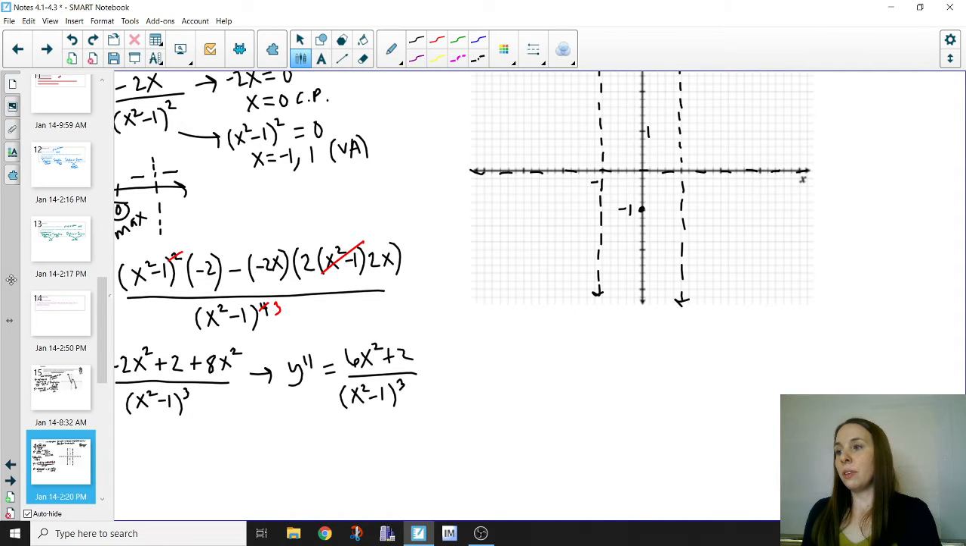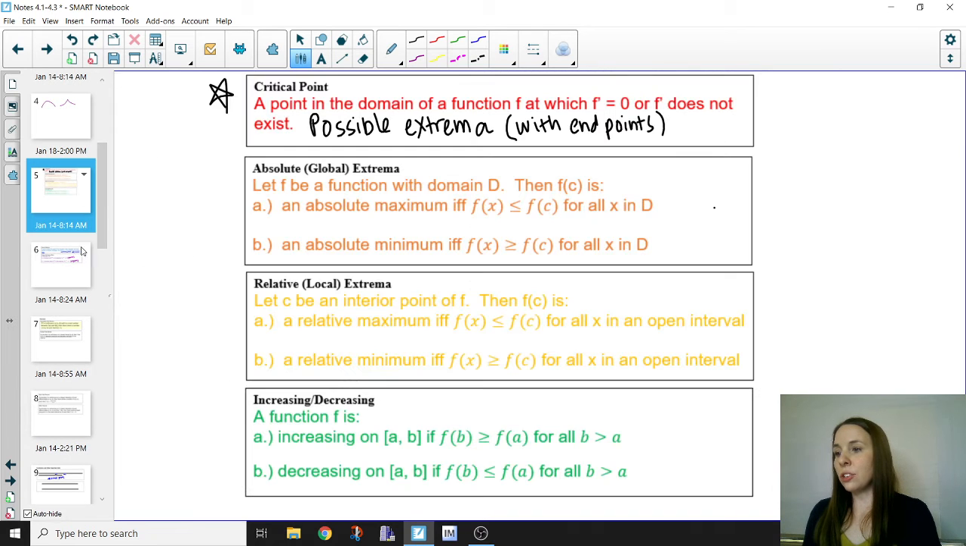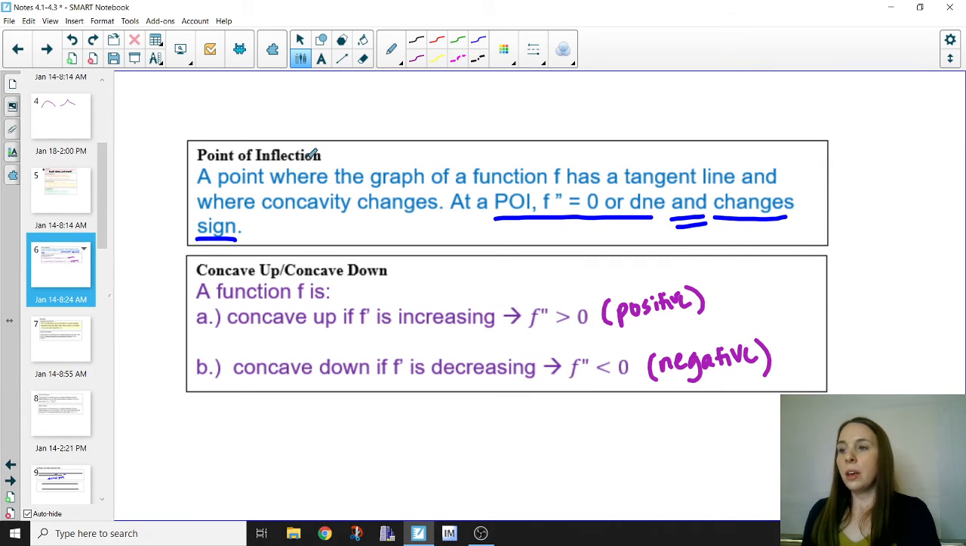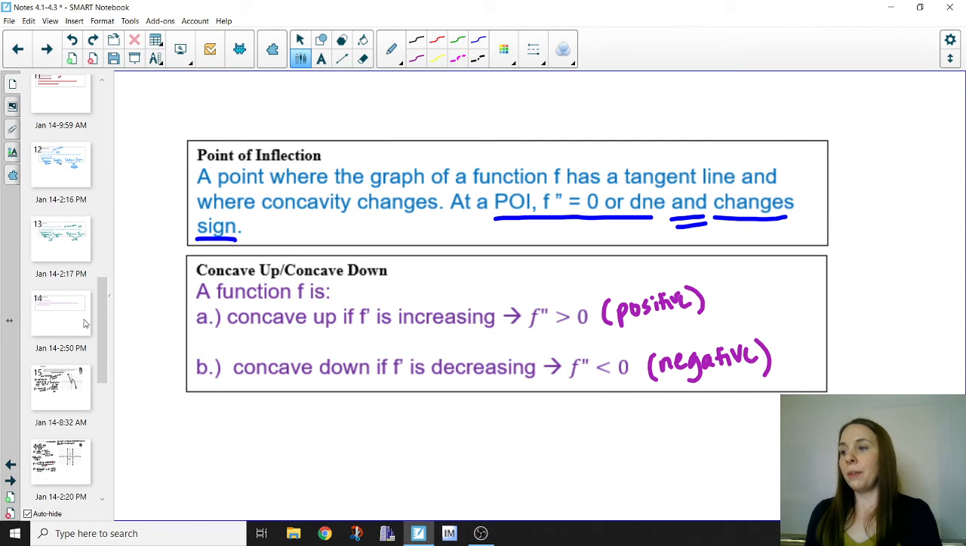Reminder from something that we wrote before: points of inflection. A point of inflection is a point where the graph of the function has a tangent line and where the concavity changes. How you find points of inflection is you find where the second derivative is equal to 0 or does not exist, and that second derivative has to change sign around that value.